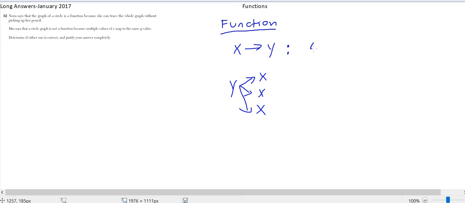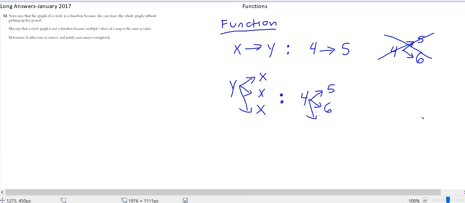Let's say we have an x of 4 corresponding to a y of 5. That's a function. But if we have an x of 4 corresponding to a y of 5 and to a y of 6, this is not a function. And let's look over here. This is still a function if we have a y corresponding to more than one x value. So let's say we have a y of 4 corresponding to an x of 5, an x of 6, and an x of 7. This is still a function.